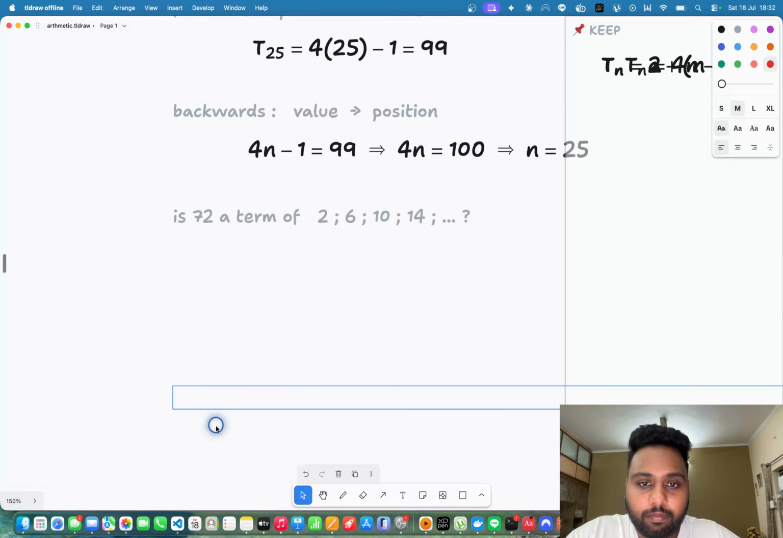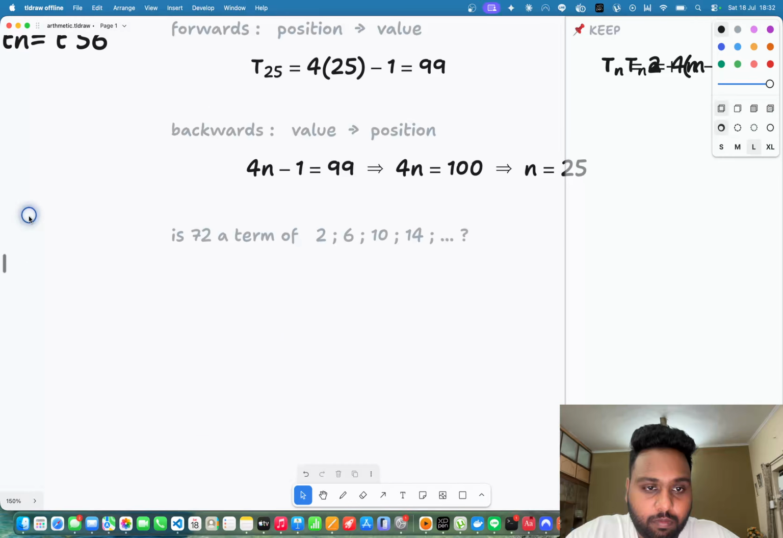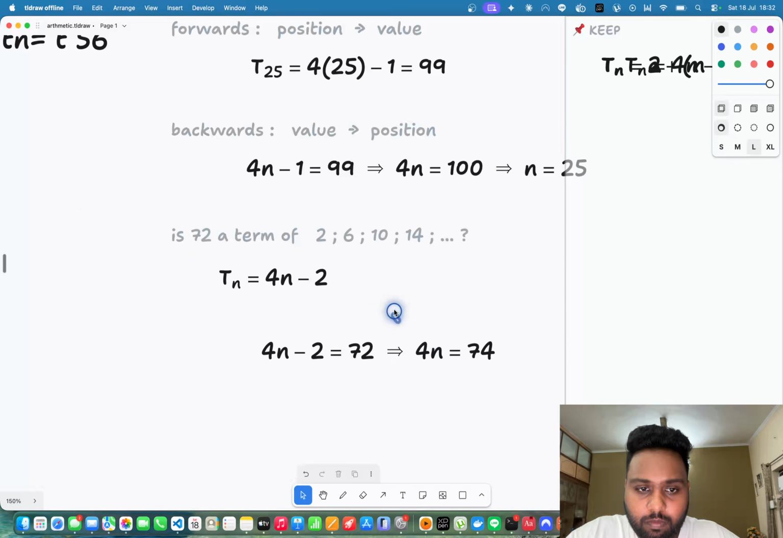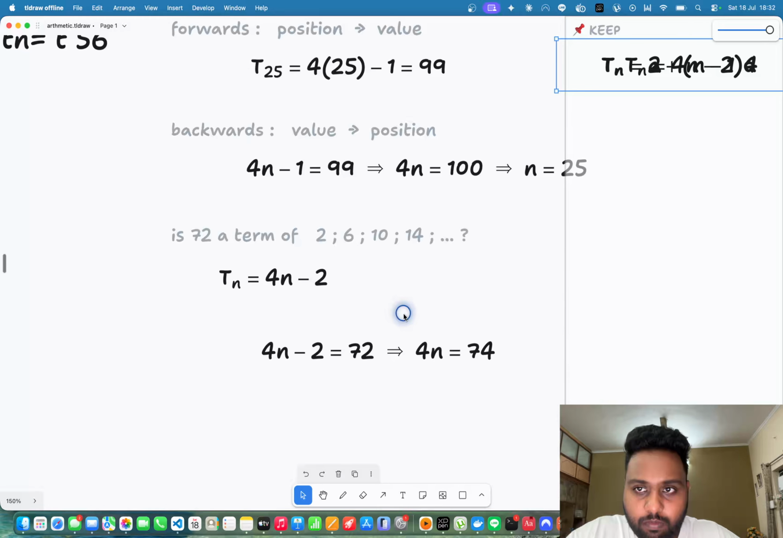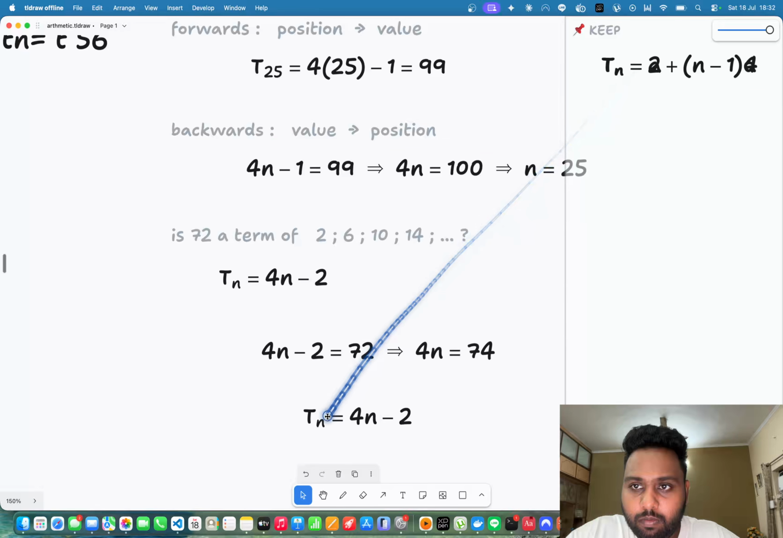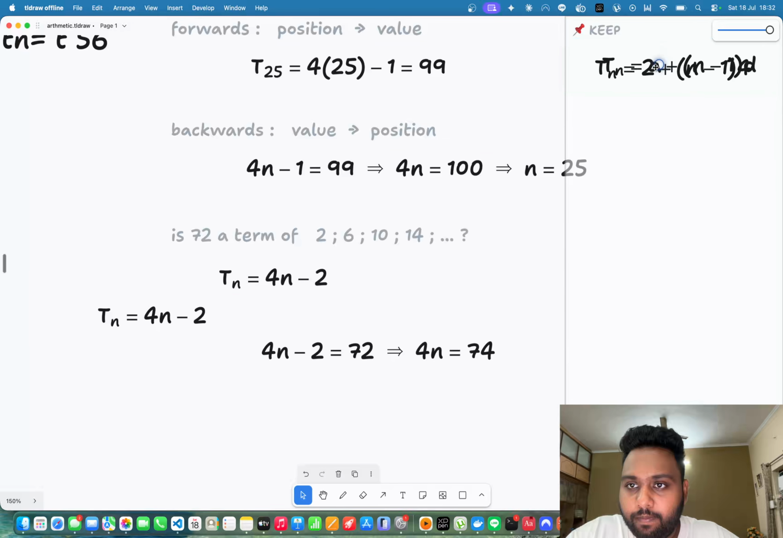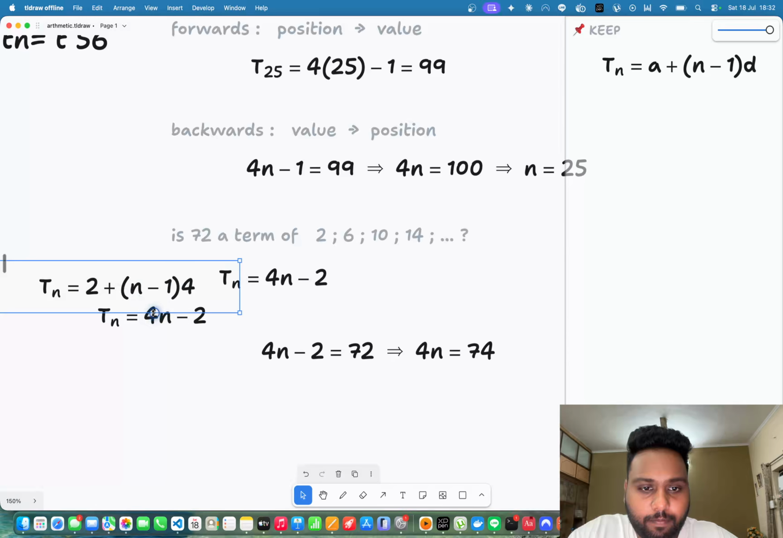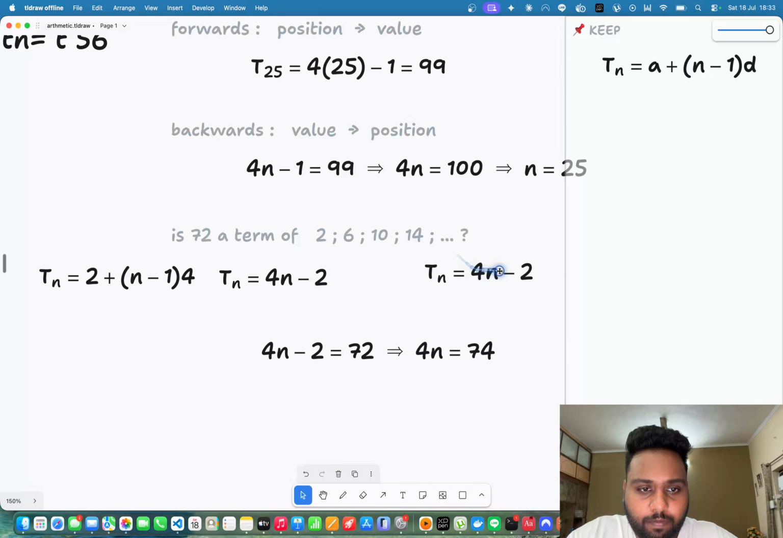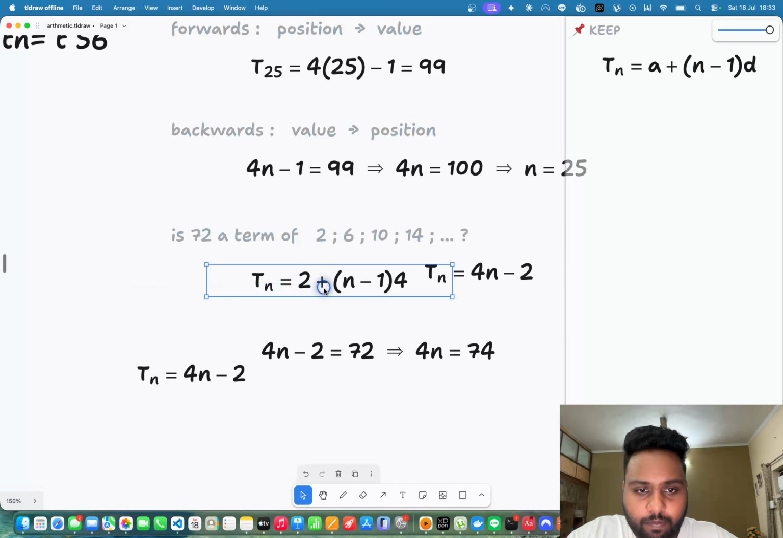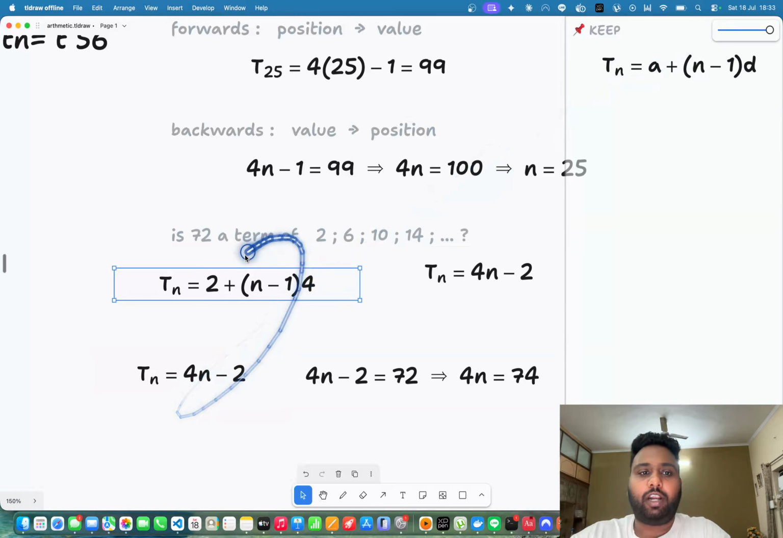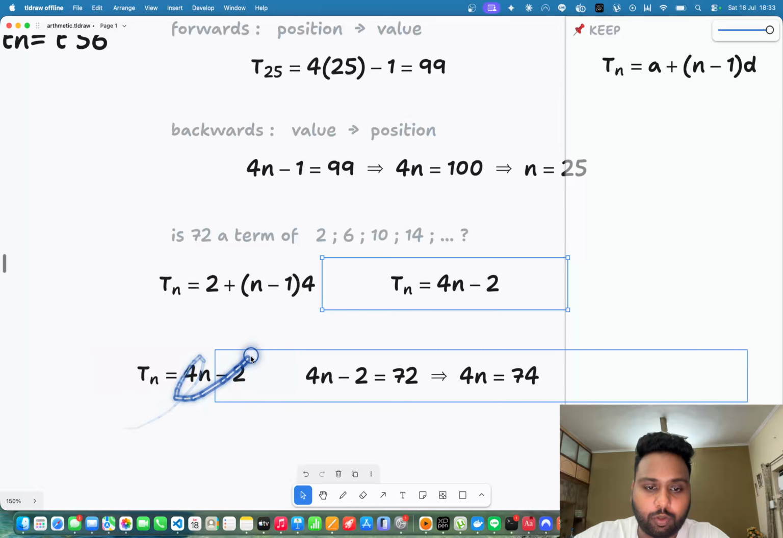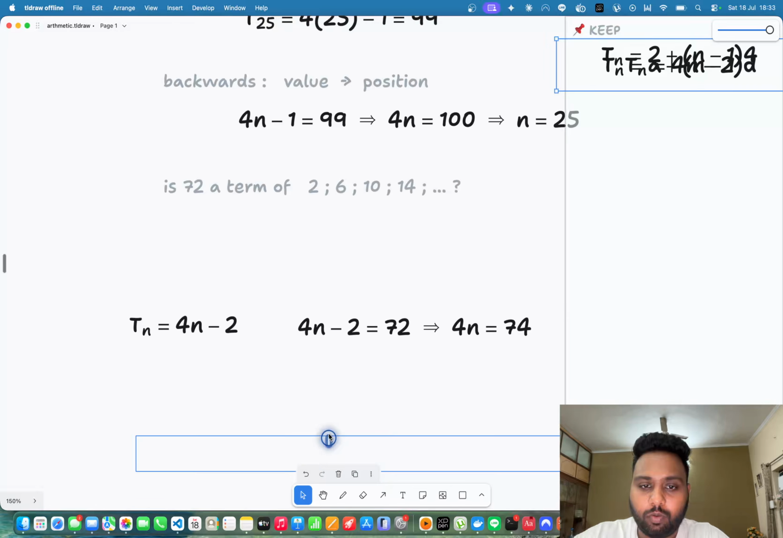Am I right? See, from this we derive 2 plus n minus 1 times 4, and this is 4n minus 2, and then for n equal to 72 we have 4n minus 2, which is 286.